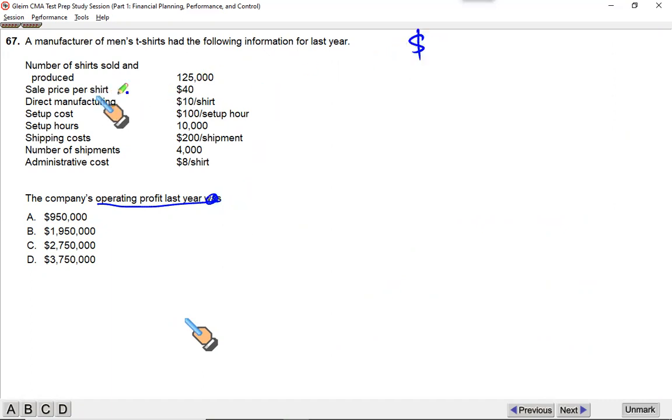First, you need to see what is given. Number of shirts sold and produced 125,000. Selling price is 40 per shirt, which means your sales revenue would be 125,000 multiplied by 40. That is 5 million. So the numbers are in thousands. So I'm just going to write 5,000. Okay. Next is direct material is 10 per shirt. How many shirts are there? 125,000. So it is 1,250. That's the direct material. Done.